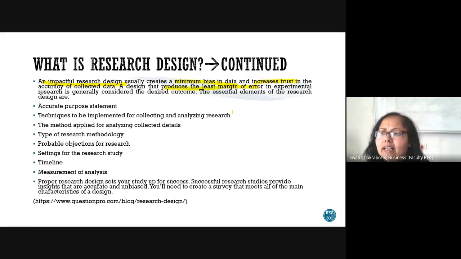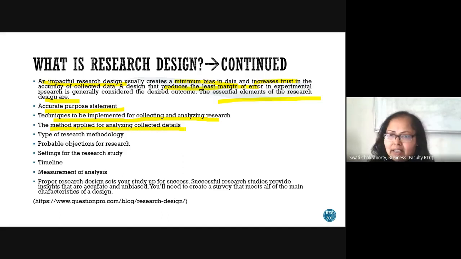Okay, so the essential elements of the research design are an accurate purpose statement, techniques that need to be implemented for collecting and analyzing research, the method applied for analyzing collected details, the type of research methodology, probable objections for research, settings for the research study, the timeline for the research, the measurement of analysis, and proper research designs which set your study up for success. Any successful research study provides insights that are accurate and unbiased.